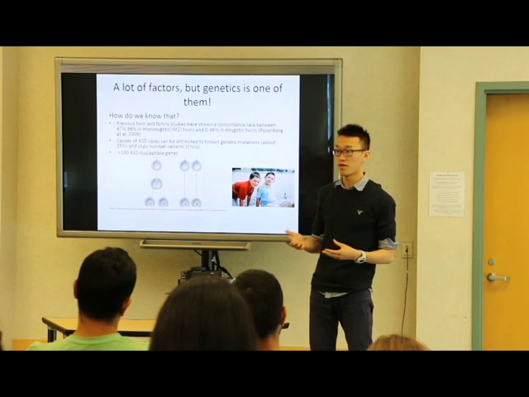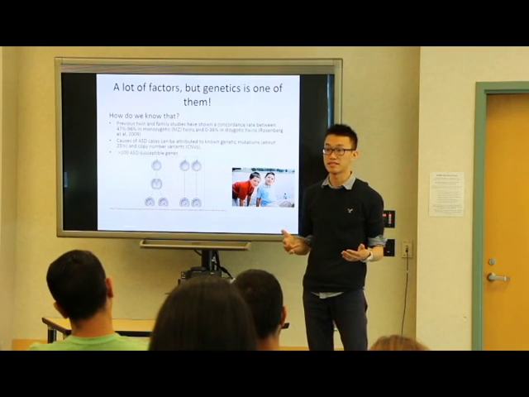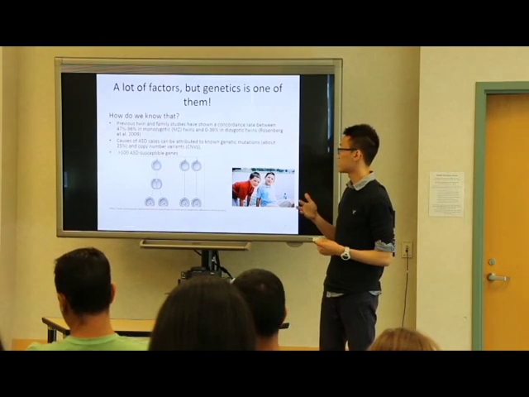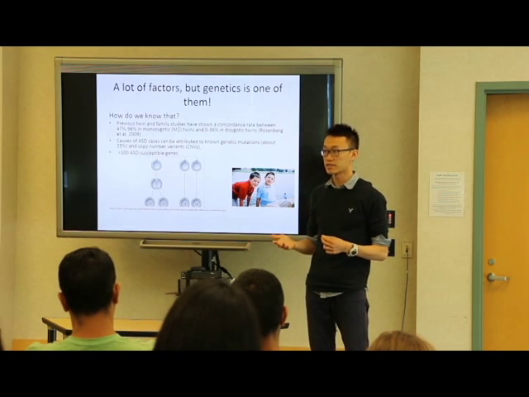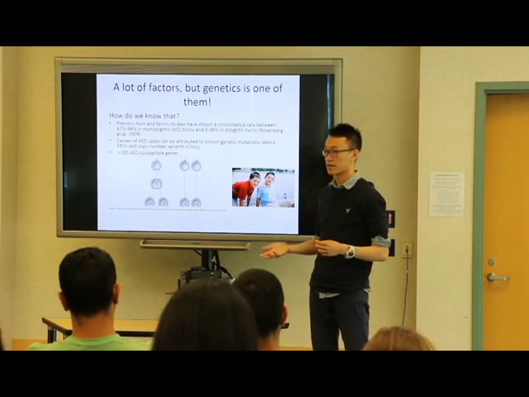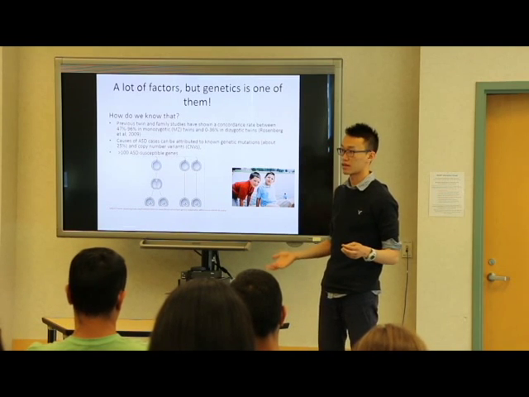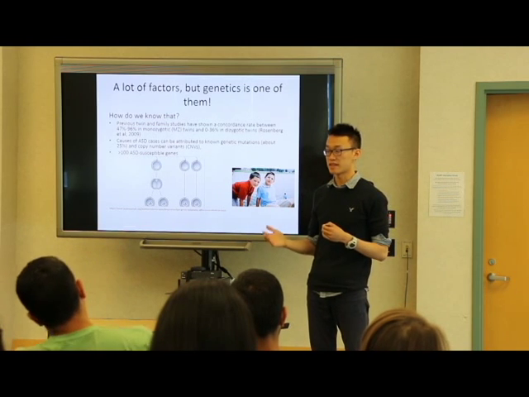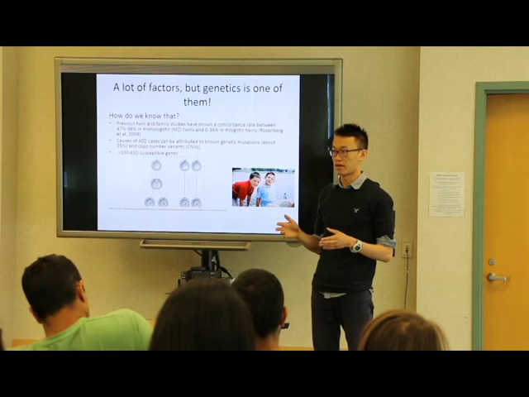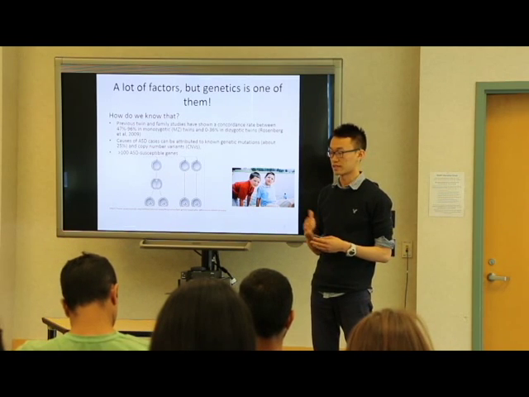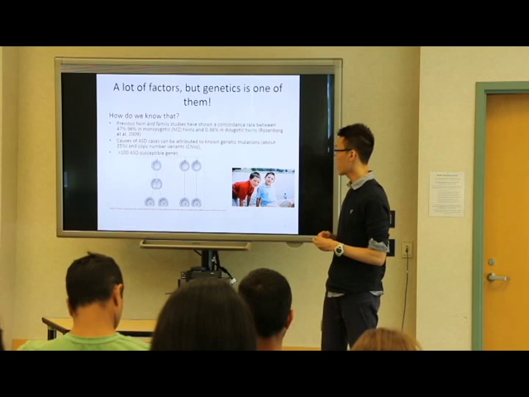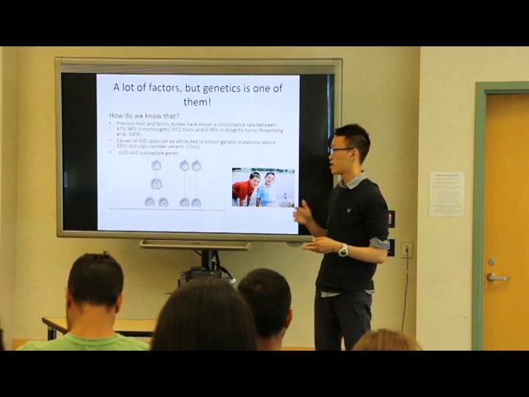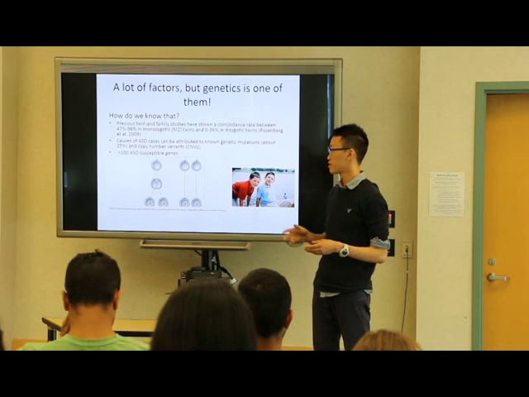And how do we even know that genetics actually plays a part in ASD? Well, previous studies with twins and family studies show that there was a high concordance rate in monozygotic twins and a lower concordance rate in dizygotic twins. And concordance rates just means that both of the twins are showing the disease. And the difference between monozygotic and dizygotic is that monozygotic twins originate from the same zygote.